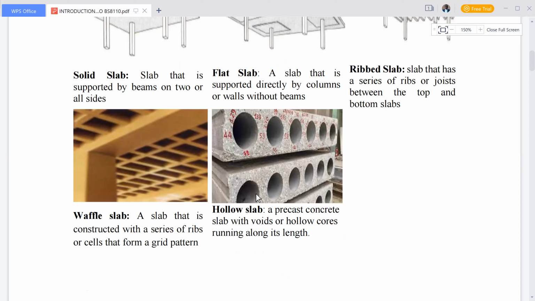Then we have a hollow slab. From the word hollow, it means it's a precast concrete slab with voids or hollow cores running along its length. So you find the slab has only the top part, the outer parts, but inside here, it is hollow, with circular holes or circular hollow cores through the slab. So it is normally precast. Precast means it is made in the industry or somewhere else and only carried and fixed at the point where it is being used. So those are classifications based on construction.